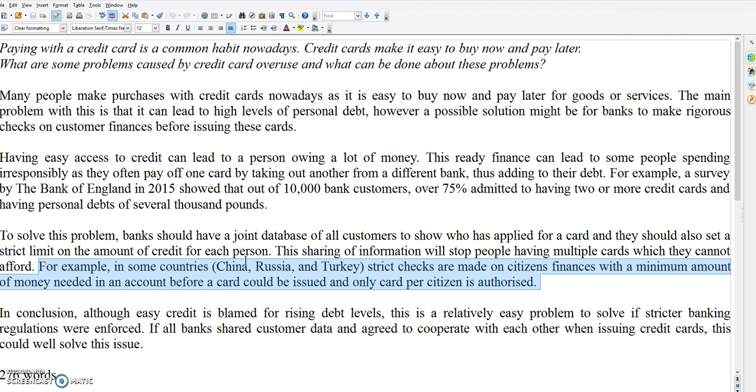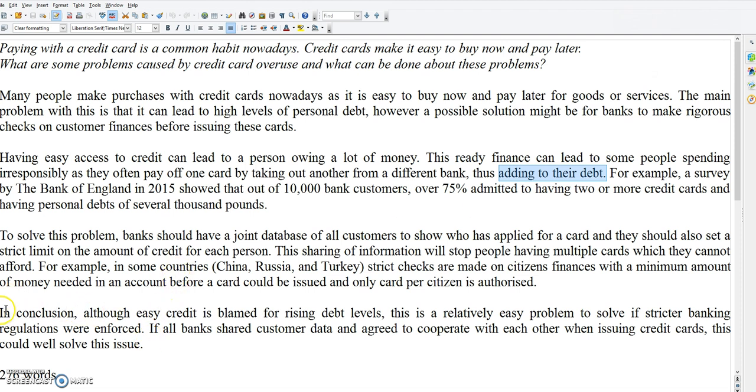Okay, so we've got the problem. Banks should share information. Why is that good? Because it will stop people having multiple cards which they cannot afford. Rigorous checks, yeah, plus adding to their debt. So you can see how everything is fitting in nicely.